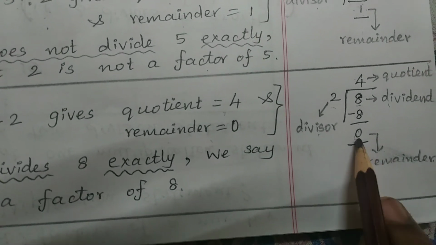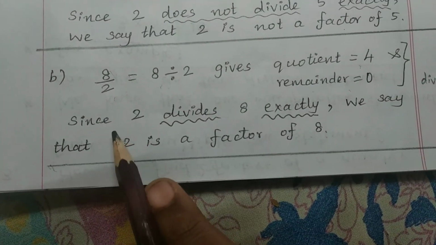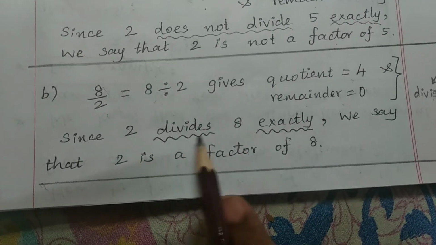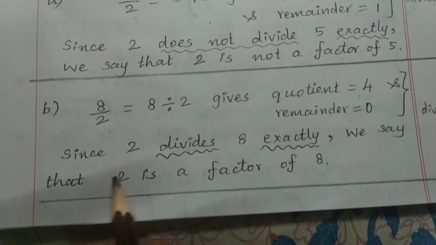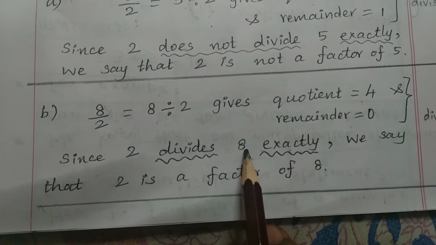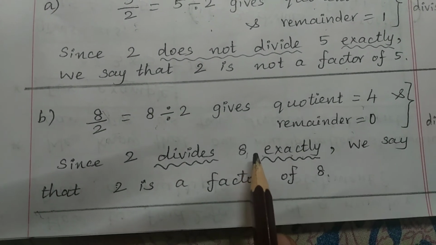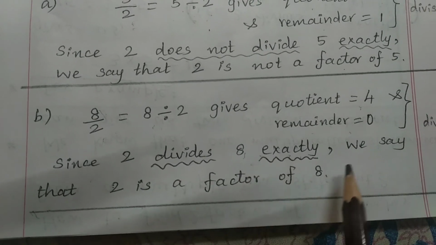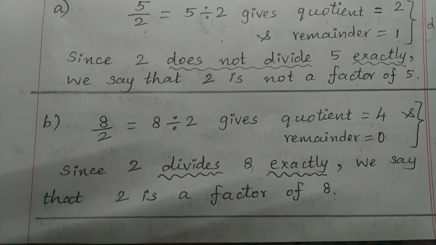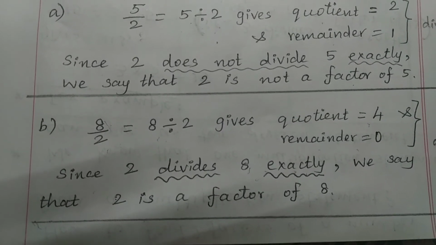Since we get remainder equal to 0, we say that 2 is a factor of 8, or 2 divides 8 exactly. Since 2 divides 8 exactly, which means 2 divides 8 without remainder or with remainder 0, we say that 2 is a factor of 8. Got it?